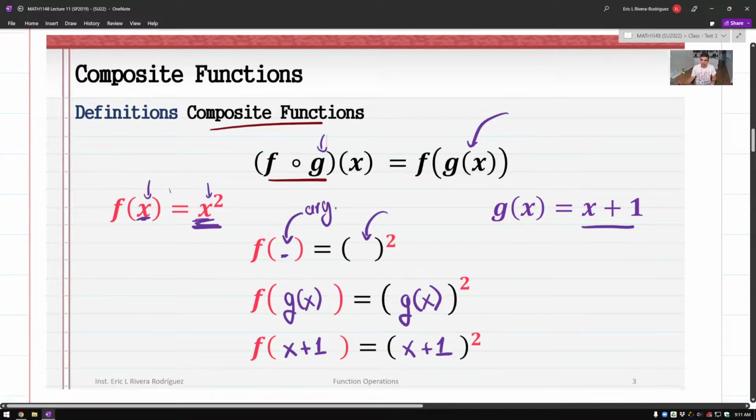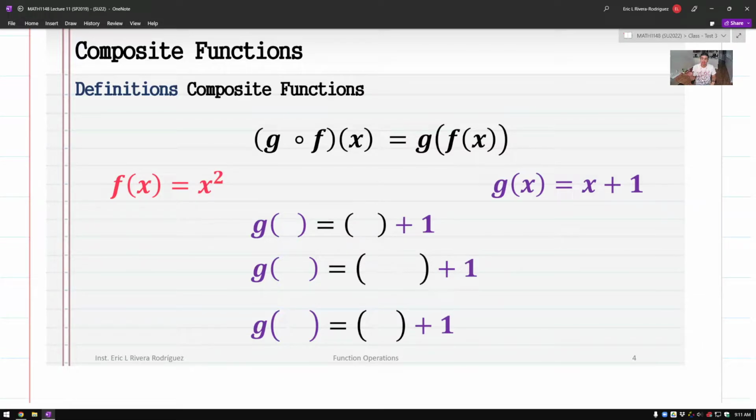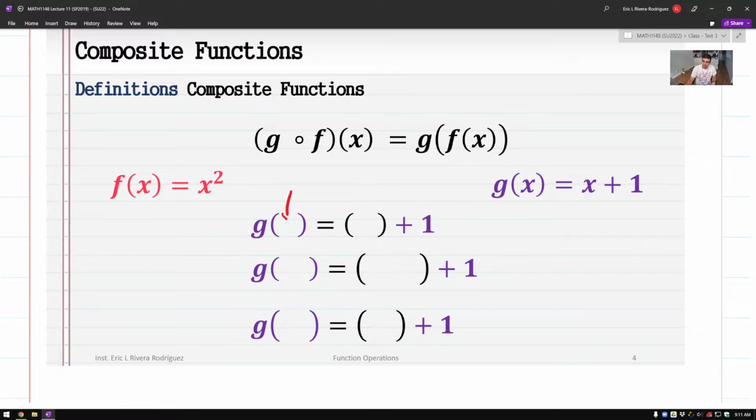Let's see the other way. So now we have g composite f, or composition of f of x. Okay, so now f becomes the argument of g. So remember, here is the argument. So we go and put f of x here. Okay. f of x is x squared, and then we finish with our composition of function, g composition of f. Any question on this?